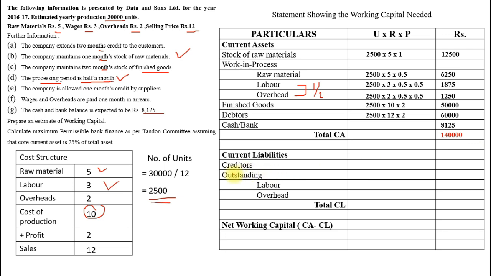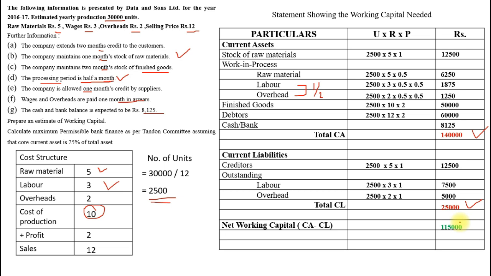Similarly, for current liability, creditors: 2500 into the raw material 5, into the supplier period, which is 1 month. So 2500 into 5 into 1, which comes to 12,500. Wages and overheads are paid 1 month in arrears, so there is an outstanding of 1 month for both. So 2500 into 3 into 1 and 2500 into 2 into 1. You add up, we get the total of 25,000. So 1,40,000 current asset minus 25,000, you will get the net working capital as 1,15,000.